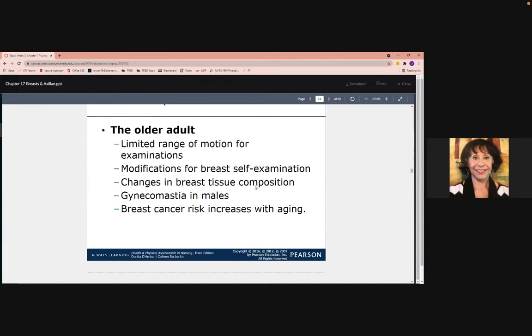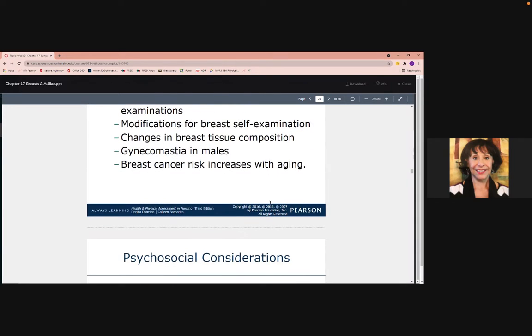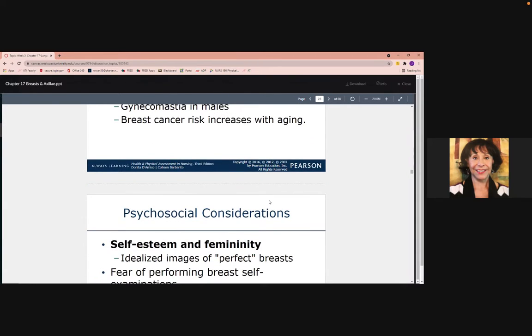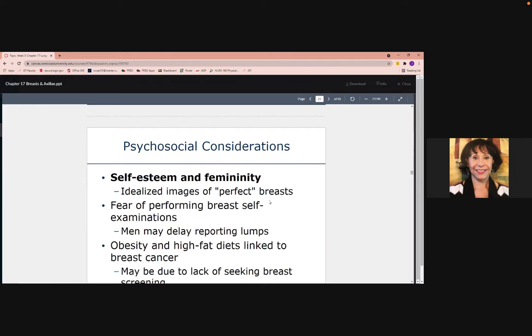There are changes in the breast tissue composition. As we grow older it becomes fat, especially if we don't do exercises. Gynecomastia in males means enlargement of the breasts. And know this: breast cancer increases with aging. As a person grows older, they have more risk of developing breast cancer.